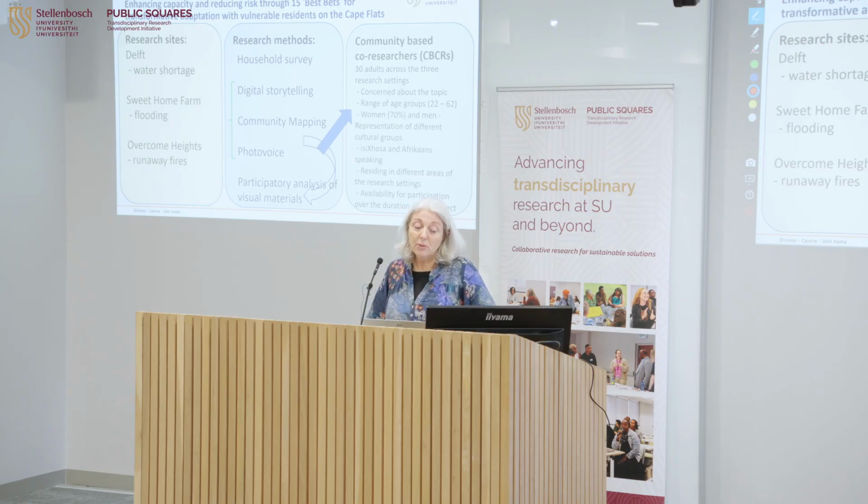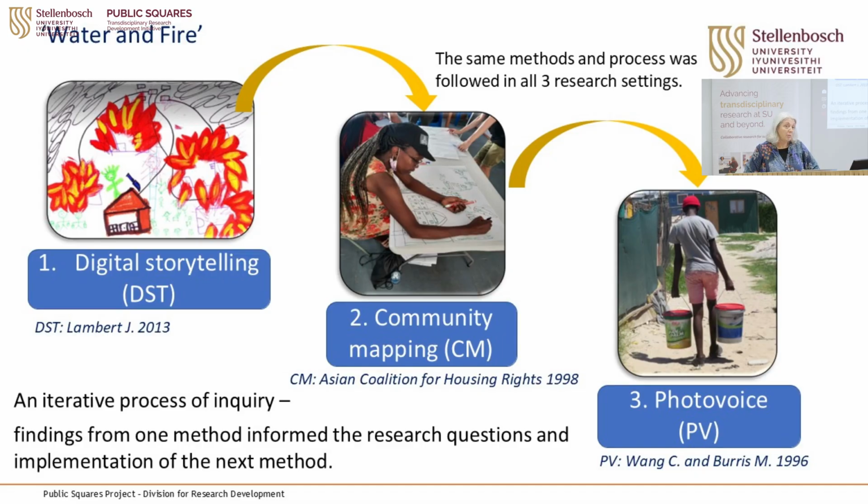So across the 3 research settings, we worked with a total of 30 adults. There were more involved in the community mapping because everybody brought a buddy for the community mapping. But for the photo voice and the digital storytelling, we worked with a total of 30 people. And they had been brought onto the research project because they had expressed concern about the topic and a desire to be on the project. So the range of ages was 22 to 62. We had women and men, mainly women on the project, with a representation of different cultural groups, with isiXhosa and Afrikaans-speaking community members, and they resided in different areas of the research settings. And they were available to take part for the duration of the project, which really meant a 2-year commitment. So availability was really a key aspect in bringing people on board as community-based co-researchers.